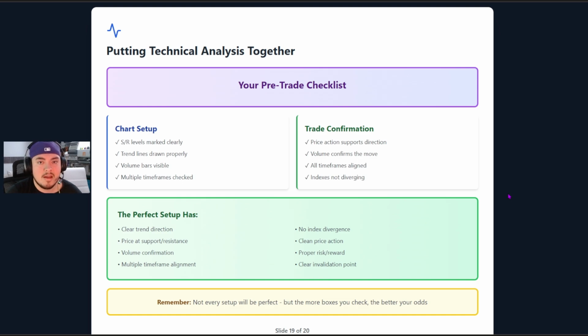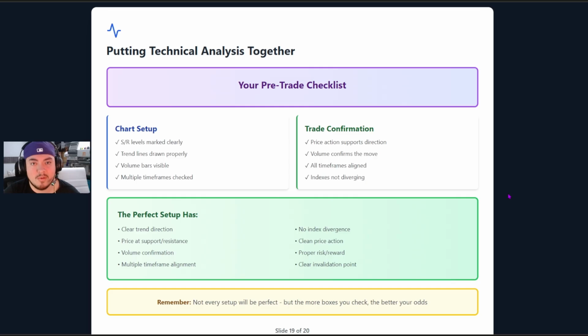entering these trades. A lot of people sometimes get analysis paralysis, and I feel like that leads to maybe having too much clutter, right? If you have your clear support and resistances marked out and only those clear ones, you're going to have a lot better results, right? So the perfect setup has clear trend direction, price at support and resistance levels, volume confirmation, multiple time frame alignment, no index divergence, clear price action, proper risk management, and clear invalidation points.